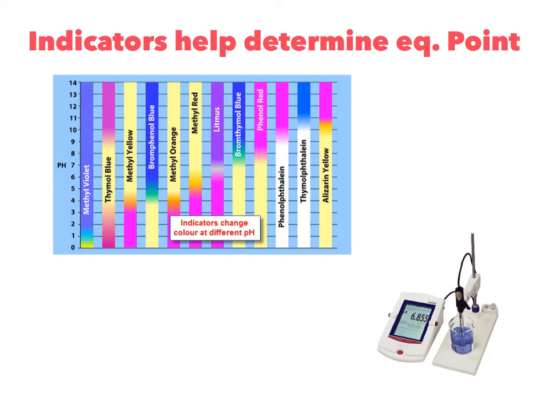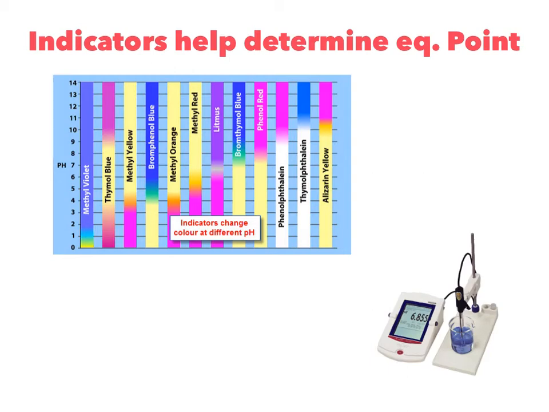So the way we determine the equivalence point is we use an indicator. An indicator is either a weak acid or a weak base that changes color at a certain pH that we add to the whole titration process. And so we have to pick the indicator that we're going to use based on what type of acid, if we have a weak acid or a strong acid, and a weak base or a strong base.